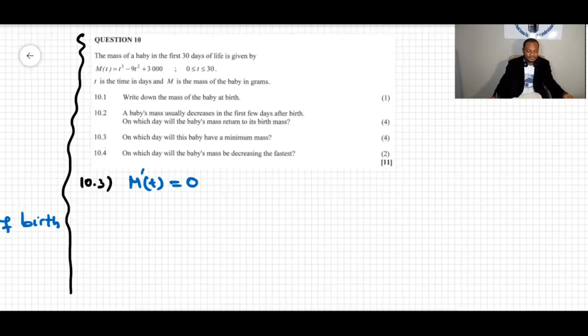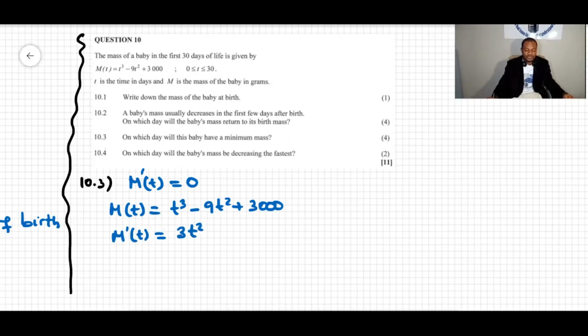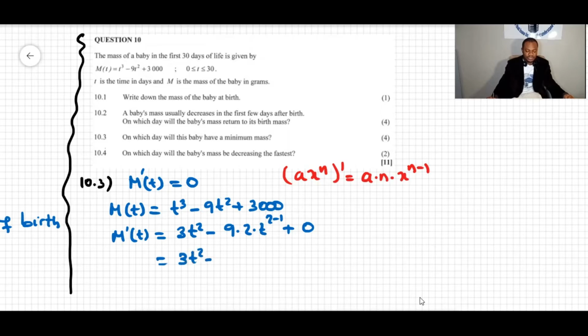Okay. Now m of t is equal to t cubed minus 9t squared plus 3000. So m prime of t will be equal to 3t squared according to the derivative. Remember, if we have a x to the power of n, the derivative is a times n times x to the power of n minus 1. So this will be 3 times t squared minus 9 times 2 times t to the 2 minus 1, plus the derivative of 3000. The derivative of a constant is just 0. So this will be equal to 3t squared minus 18t.